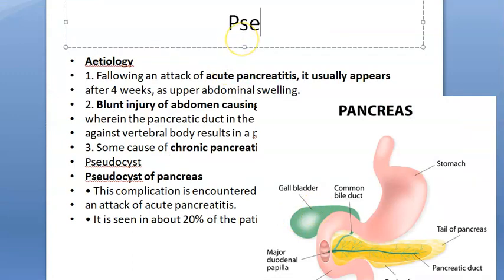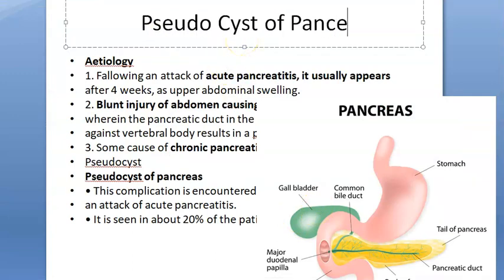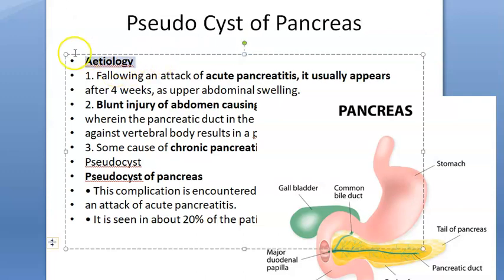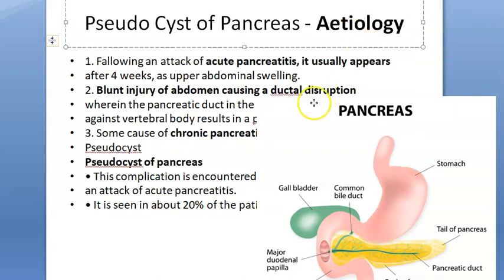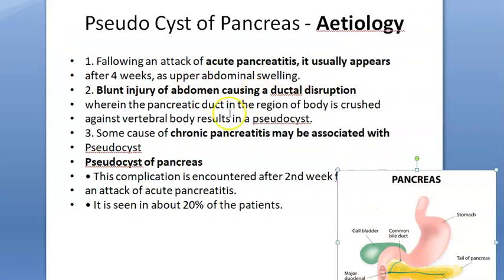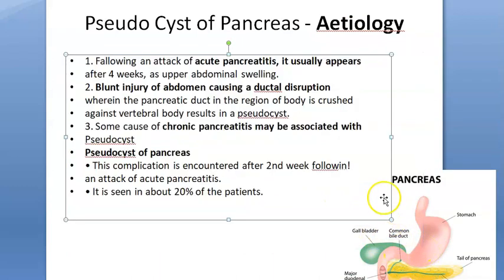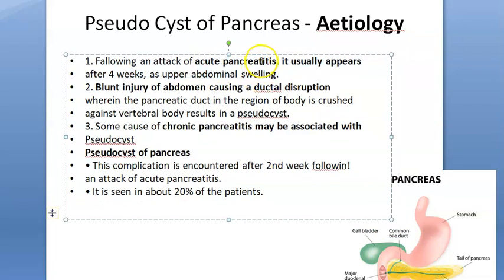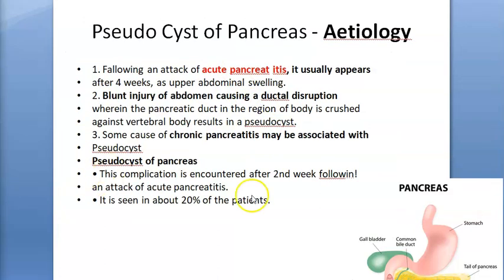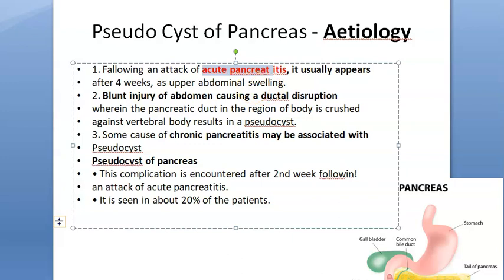Now why does this pseudocyst of pancreas happen? What is the etiology, that means what is the cause? The cause is acute pancreatitis. One of the complications of acute pancreatitis is pseudocyst. Pancreatitis means inflammation of the pancreas, and acute pancreatitis means sudden inflammation of the pancreas. Why will that happen? It can happen because of infection, alcohol, and gallstones, which are also a very important cause of pancreatitis.